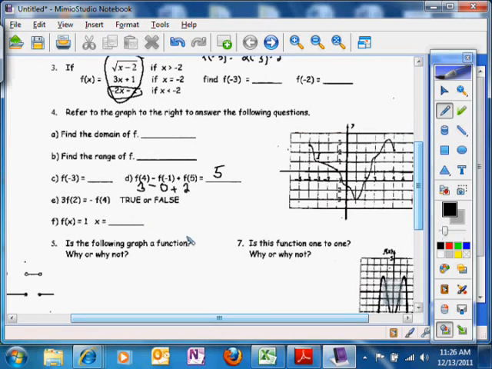For F, it says f of x is equal to 1. Well, what's x? F of x equals 1 means that y is 1. So y is 1 right here when x is right at this point, which is going to be maybe negative 3.2. And again, y is 1 over here when x is maybe 2.7. And that's how that problem works.